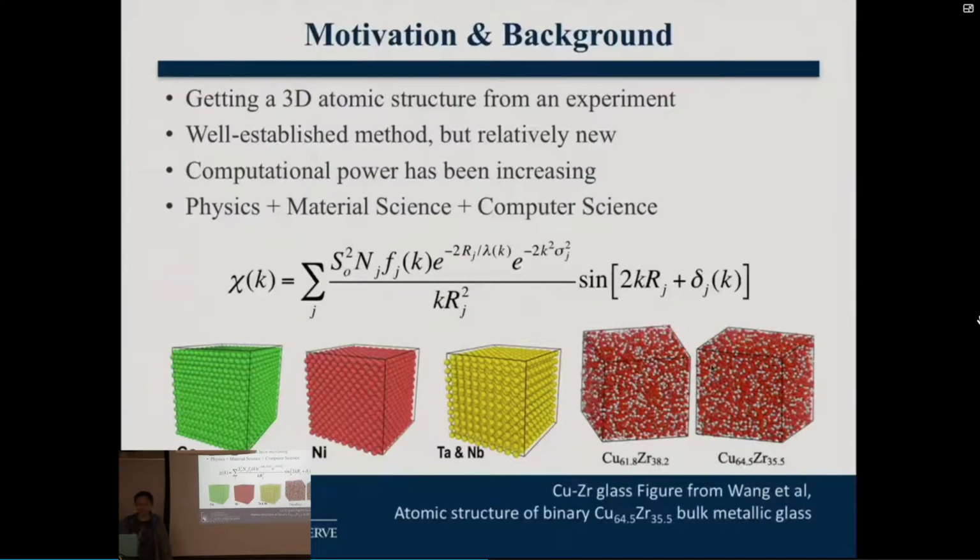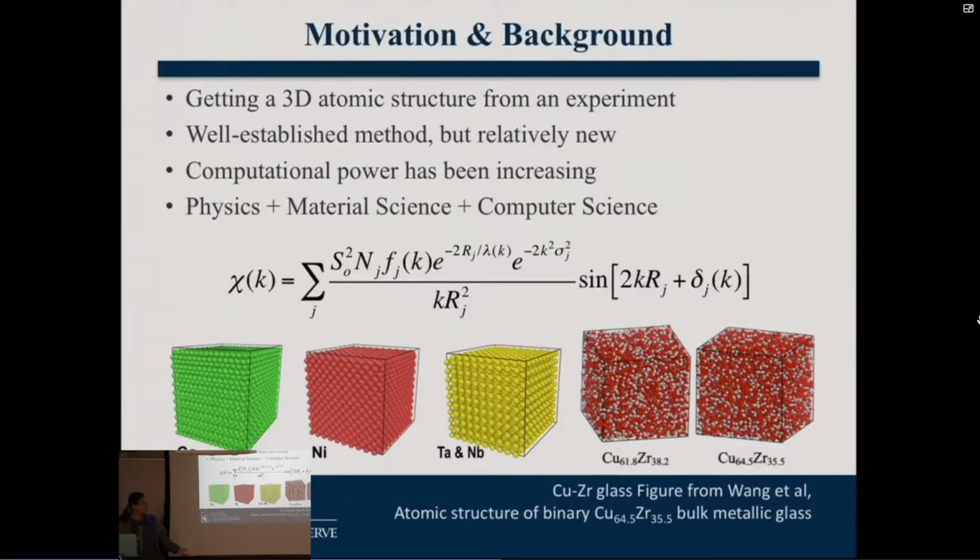A little bit of motivation and background. XAFS is a tool that is used to determine the three-dimensional atomic structure from experimental data. And I'll talk about the experiment a little bit more on the next slide. In terms of the method itself, it's pretty well established, but with our current computational power, a lot of its uses are relatively new. And Lewandowski's even brought this up in class several times with modeling of materials, stating that the increasing computational power is going to allow us to perform experiments in computers that are simply not time feasible or money feasible to do in real life. And just as an added bonus for myself, it combines three of my most favorite subjects.